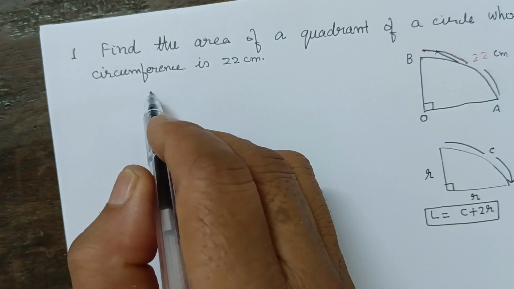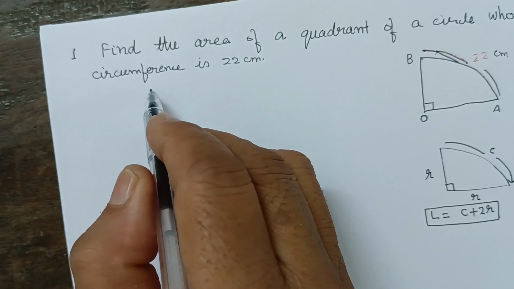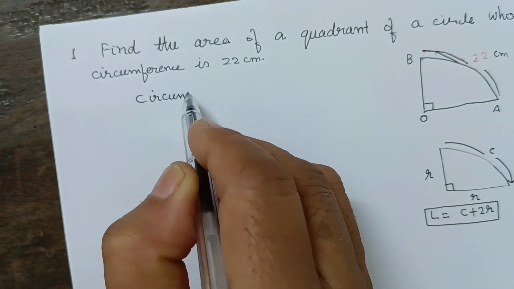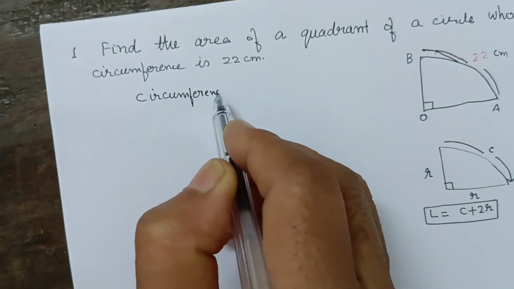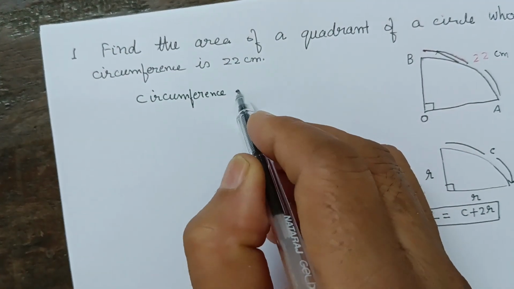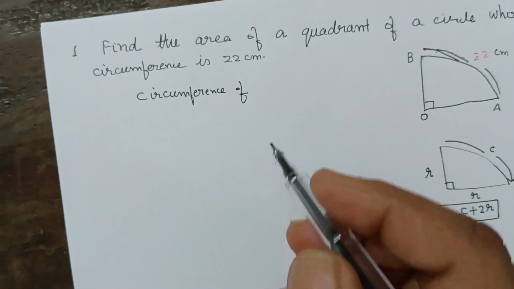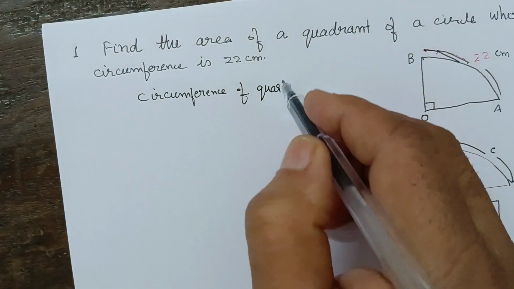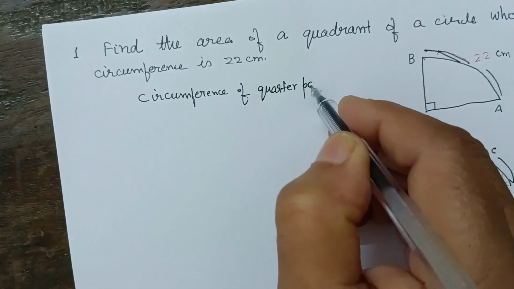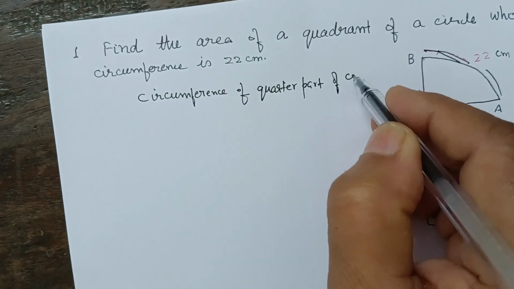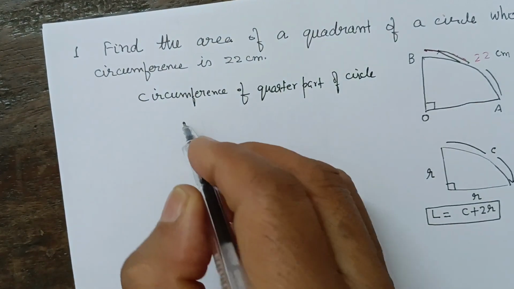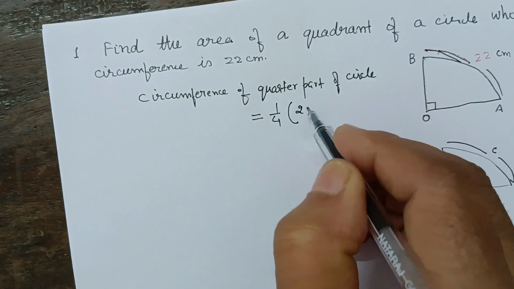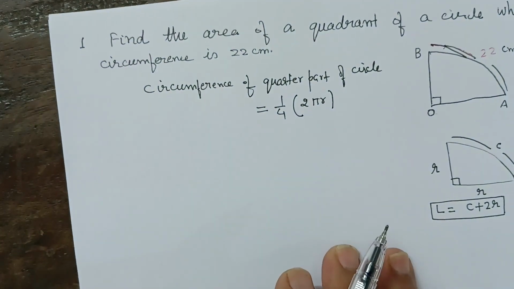Now, we know that the circumference of the quarter part of the circle is 1 upon 4 of the whole circumference.